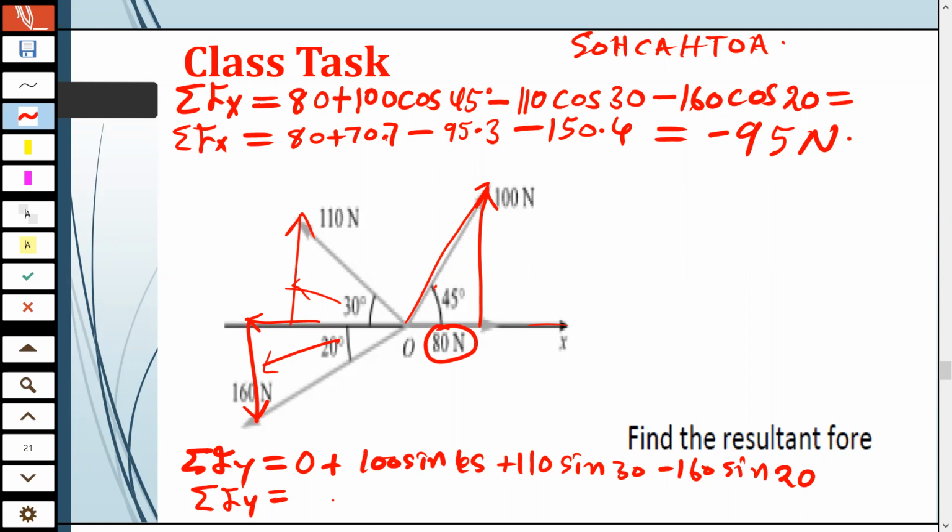100 sine 45 gives us 70.7. And then 110 sine 30 gives us 55, so we have plus 55. Then we say minus 160 sine 20 gives us 54.7. So it's just a matter of adding up the components.